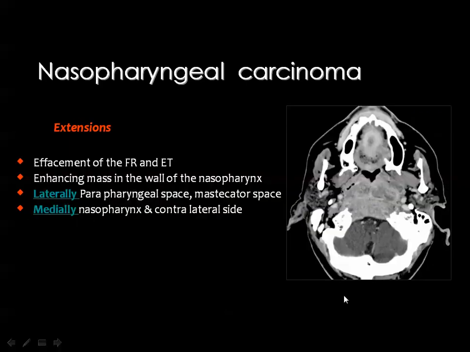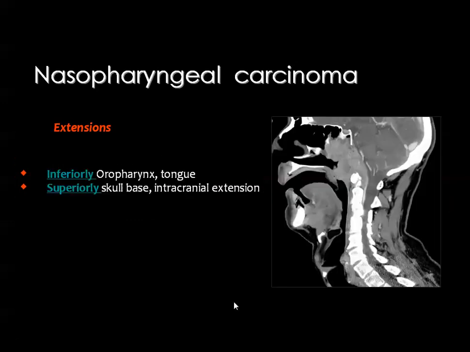Then laterally, whenever the tumor extends laterally, it will encroach on the parapharyngeal fat, and it may obliterate the fat totally, and may invade the muscles of mastication, the pterygoids, the temporalis, and the masseter, as well as the ramus of the mandible. Medially, the tumor will cross the midline to the opposite side. It may affect the opposite parapharyngeal fat. It may infiltrate the muscles of mastication on the opposite side.